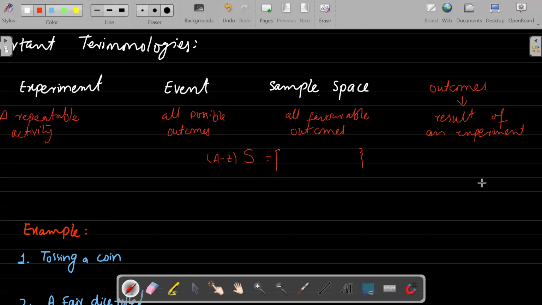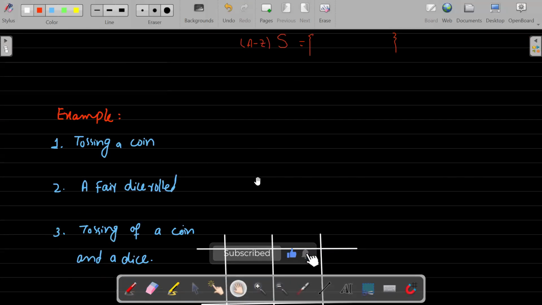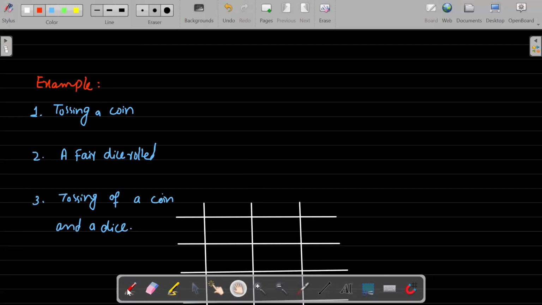That will be an outcome. Okay. Now let's discuss a few examples. Let's see that there is a tossing of a coin. If we are going to discuss tossing a coin, what will be our experiment? Our experiment is to toss a coin, like we are going to flip it. It's going to have two sides.